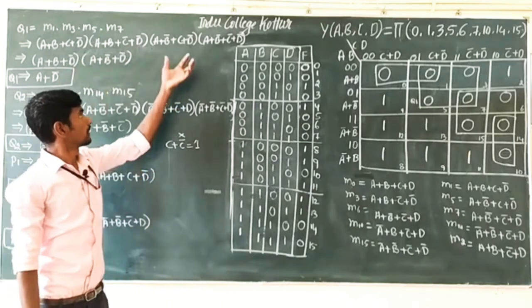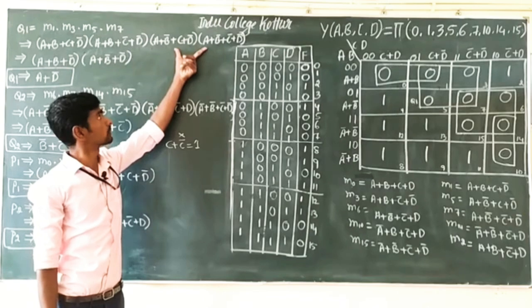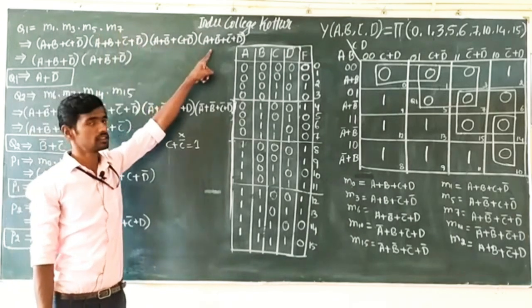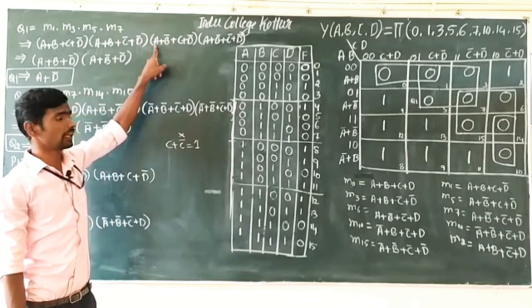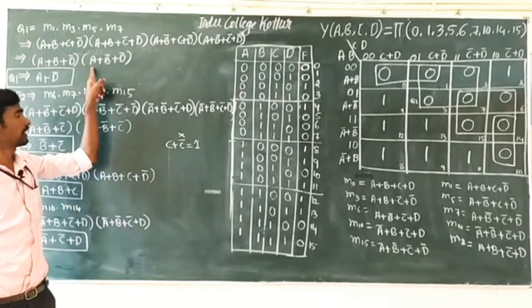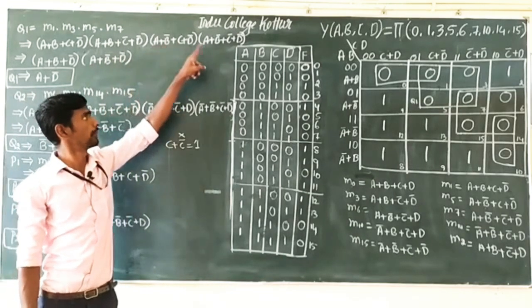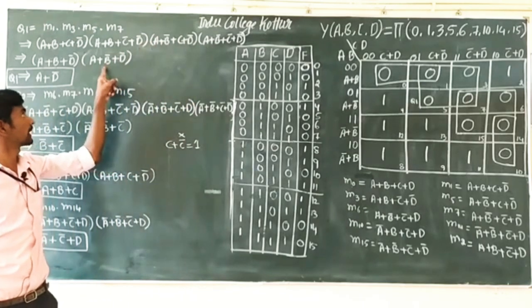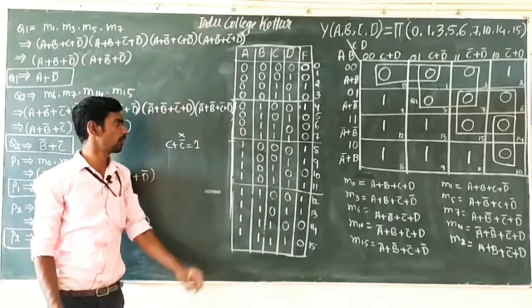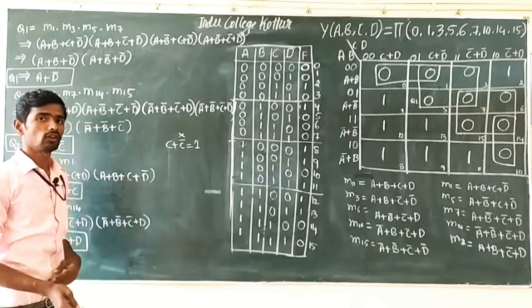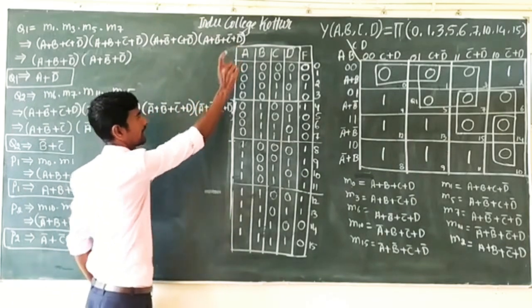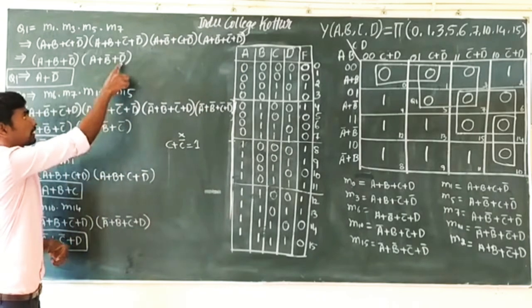Next, we can reduce another two expressions, M5 and M7. Here also we can take only the same variables. Here is a, here is a, yes we can write a. Next b complement, yes we can write b complement here. Next, here is c, here is c complement, we can ignore or remove it. Next, here is d complement, here is d complement, we can write d complement.